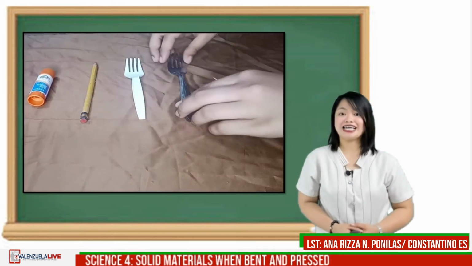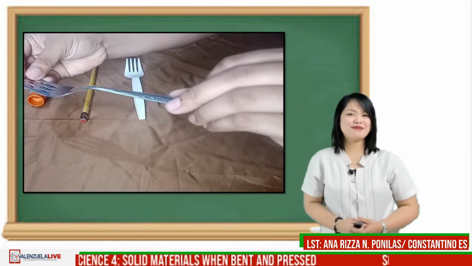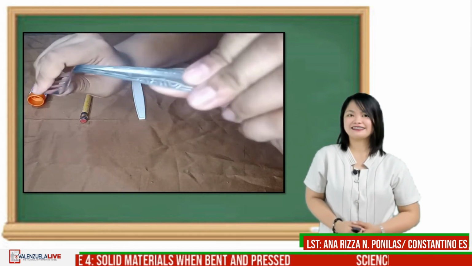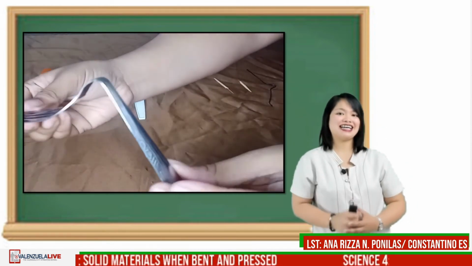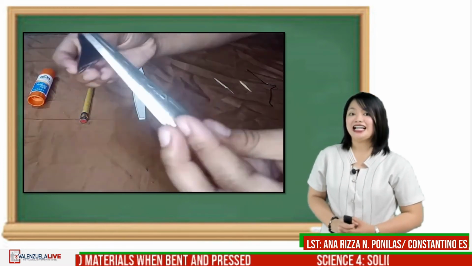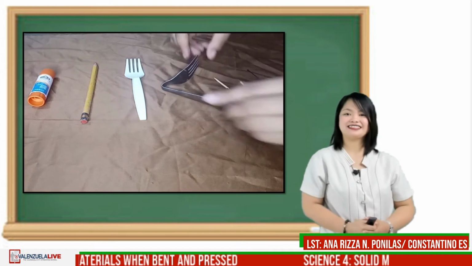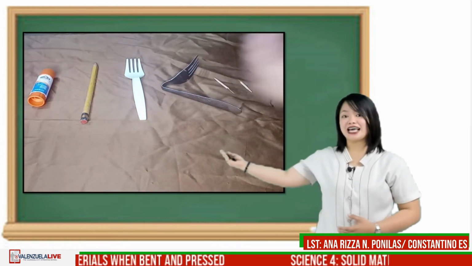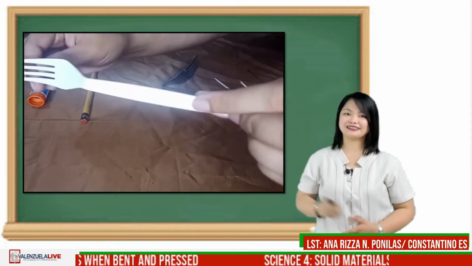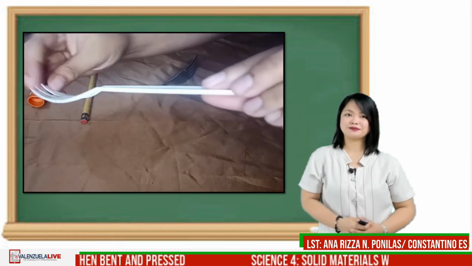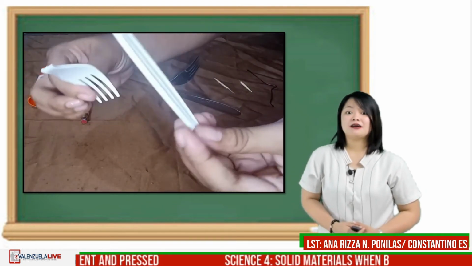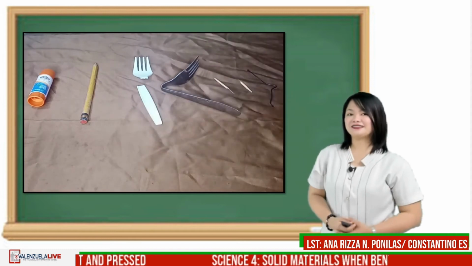The next object is the metal fork. Can it be bent? Yes, it can be bent because it is made up of thin metal and its shape changes. The next object is another fork but made up of plastic. It breaks because it is also brittle.